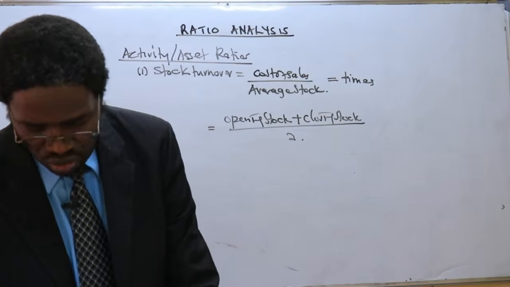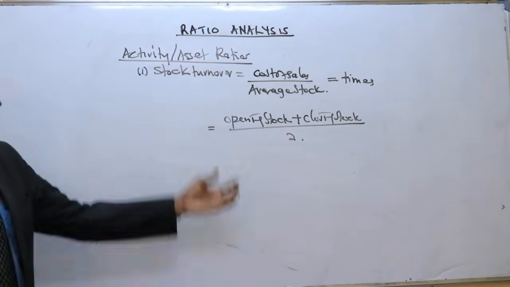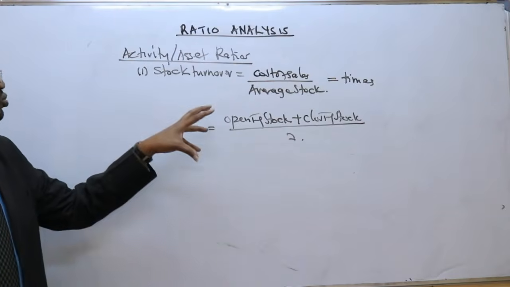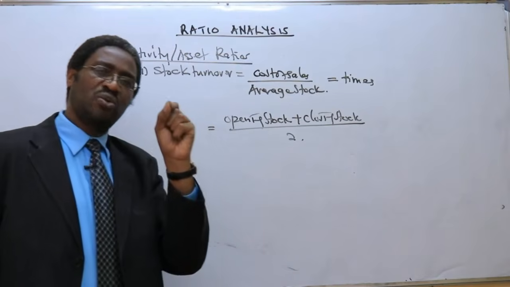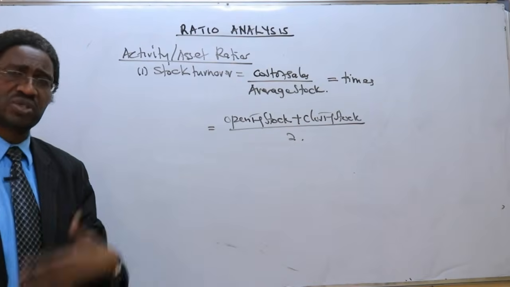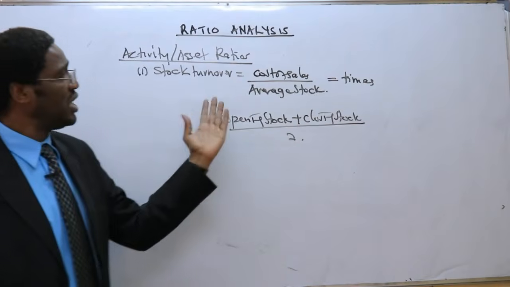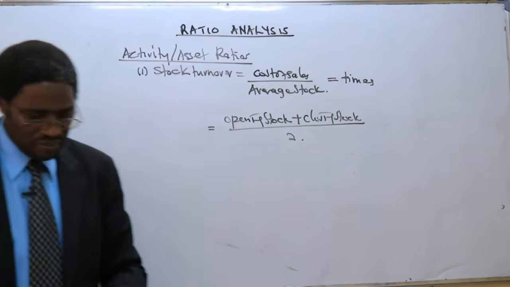So I am through with the first of the activity ratios, which we are calling the stock turnover. These ratios tell us how many times your firm is able to turn your stocks into sales. And the higher the number of times, the better the firm.